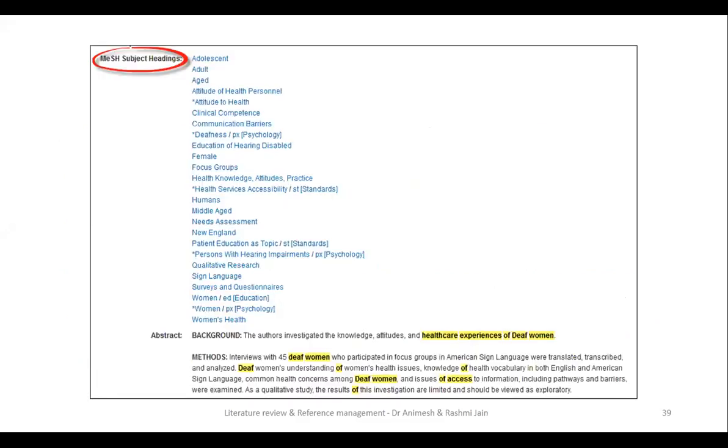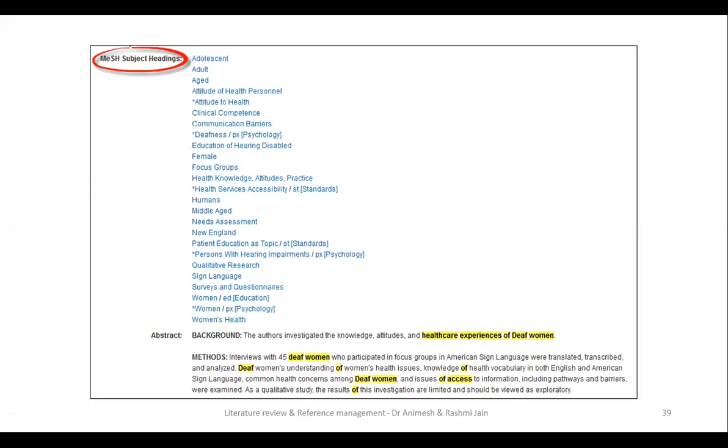Now, I'll just give you an example here. If you look at this particular article, it is about healthcare experiences of deaf women. Here, all these are listed as MeSH subject headings. It will be classified under so many things, because here you have adolescents, adults, aged people, things like deafness, persons with hearing impairment, qualitative research. You may have women, women's health, because it's deaf women. So it will be listed under so many things. So if you go for medical subject headings, it will be listed in different categories.